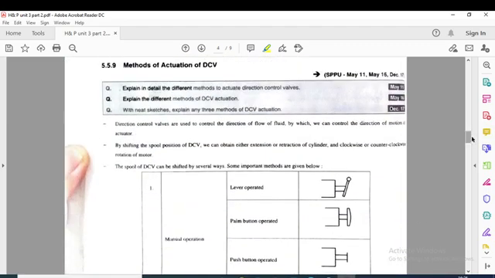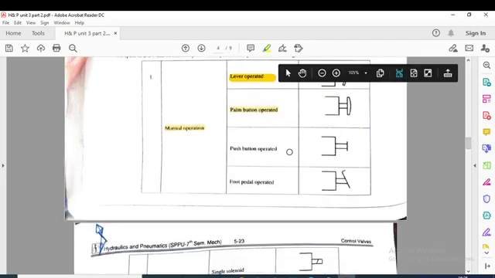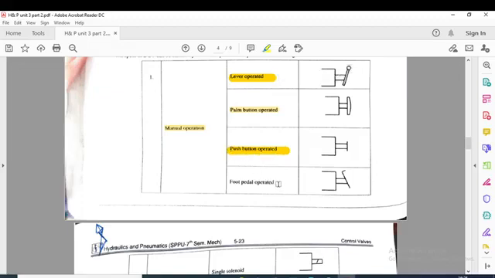Here we are going to study the methods of actuation of direction control valves. So these are the methods of actuation. The first method is manual operation: the first one is the lever operated direction control valve, then the palm button operated direction control valve, third is the push button operated direction control valve, and fourth is the foot pedal operated direction control valve.